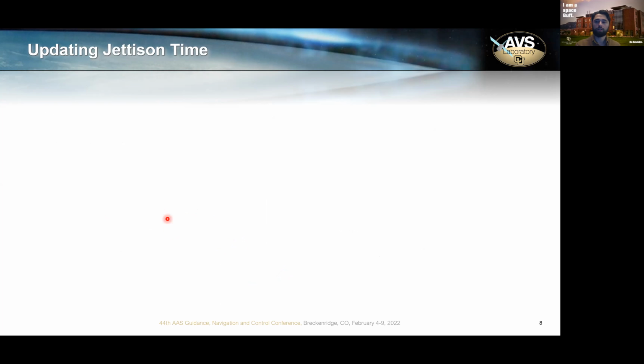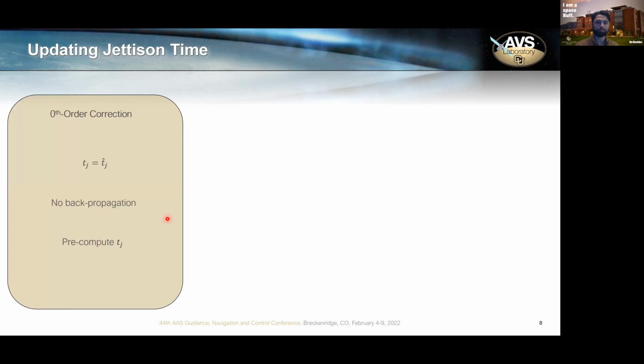Okay, so having talked about what QICs actually are, how do we use the reference trajectory information to update jettison time? The first and by far simplest option is what we call a 0th order correction. For this, we simply take the jettison time of that nearest reference trajectory and make that our current jettison time. So this doesn't require any back propagation. We can actually also skip the step of computing those sensitivities. All we have to do is pre-compute jettison time for each of the reference trajectories.